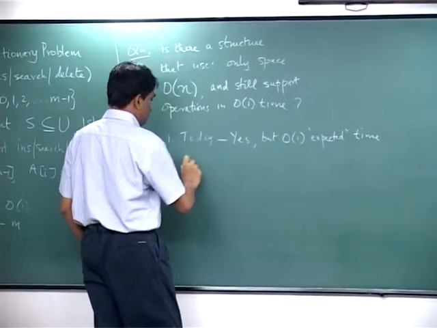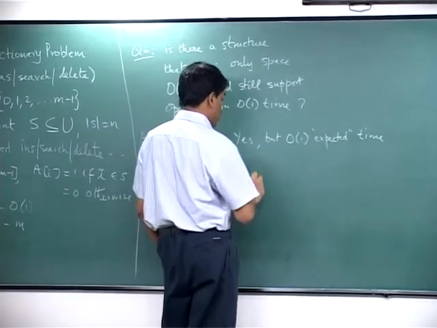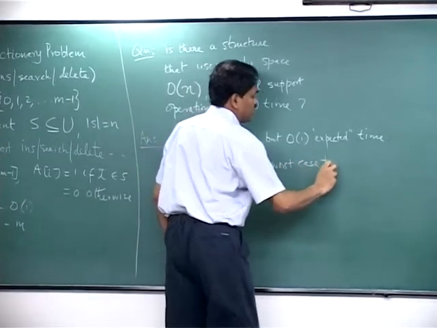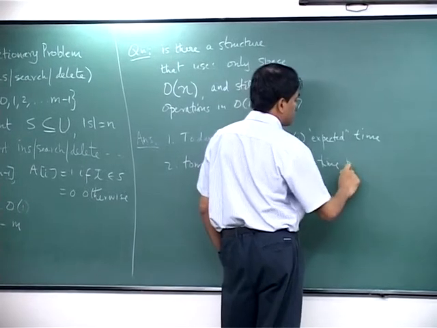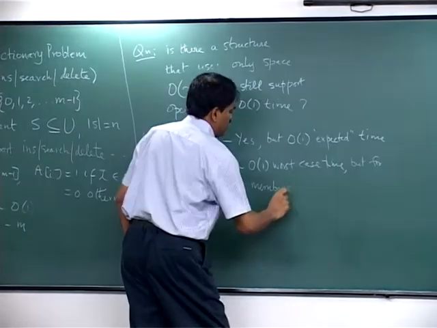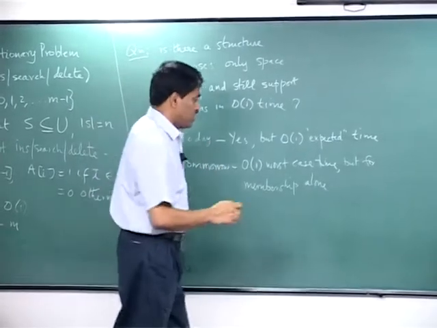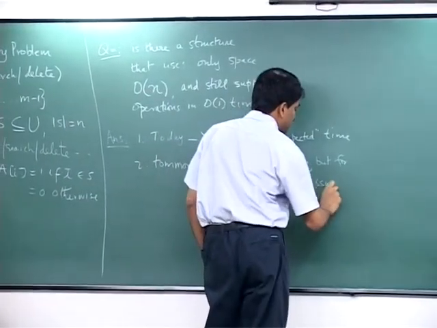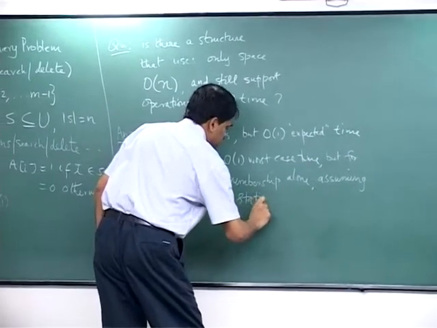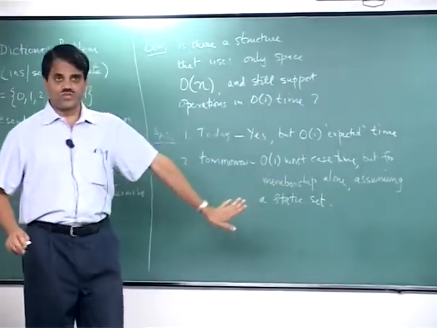And tomorrow we will see constant worst case time, but for membership alone. I mean, this can be improved, but tomorrow we will see only for membership. So assuming a static set. Okay. Don't worry about what all these mean. We'll look at that tomorrow.